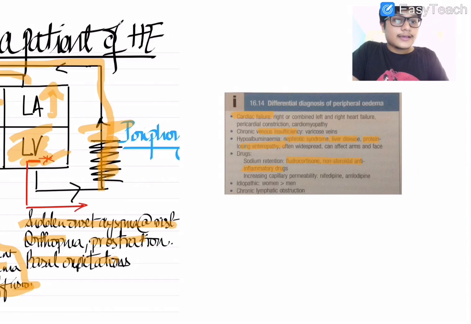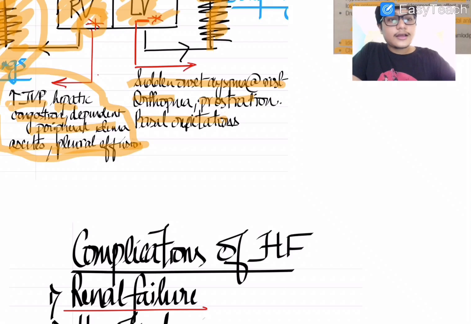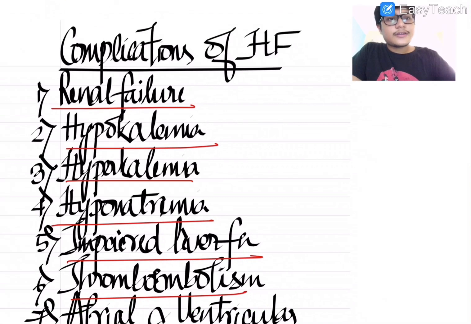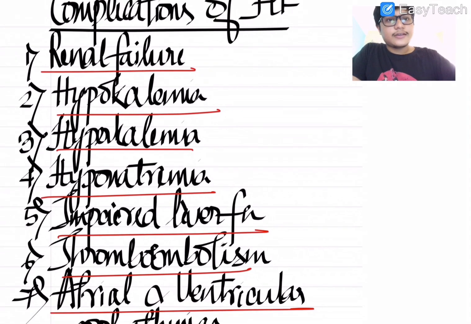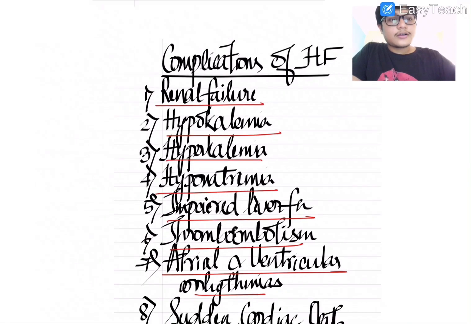Fludrocortisone therapy and NSAIDs may also cause the same features, and increased capillary permeability due to nifedipine and amlodipine may also cause peripheral edema. Sometimes it is idiopathic, and this idiopathic form is more commonly seen in women, and there might be chronic lymphatic obstruction as well. So this is the spectrum of peripheral edema. Now before we delve into the treatment of acute decompensated heart failure, we need to learn what are the complications?